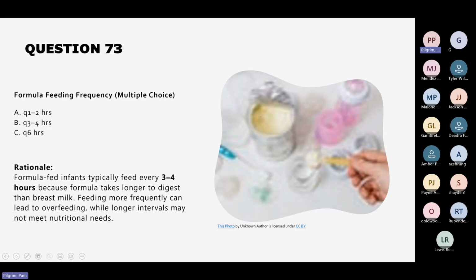Oh, the rationale got popped up. So formula feeding frequency. How often do we formula feed? The answer's up on the screen because it didn't get put in there, right? But we breastfeed a little bit more frequently because infants that are formula fed, it takes a little bit longer for them to digest than breast milk. So formula feeding is every 3 to 4 hours, where breastfeeding is every 2 to 3 hours.